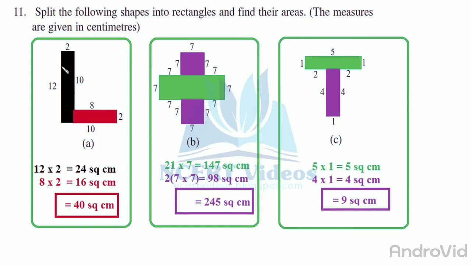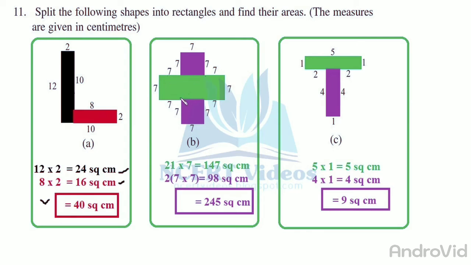For the first part, 12 is your length, 2 is your breadth. So 12 into 2 is 24 square centimeter, because all the units are in centimeter. Now here it was given red as 8 into 2, it is 16 square centimeter. When you add it, 6 plus 4 is 10, carry 1, 2 plus 1 is 3, plus the 1 carried, giving you 40 square centimeter.